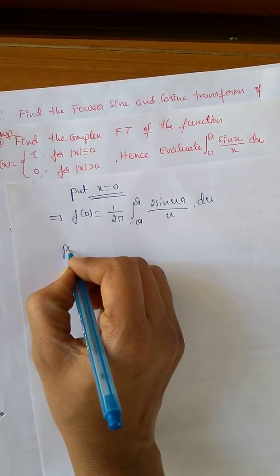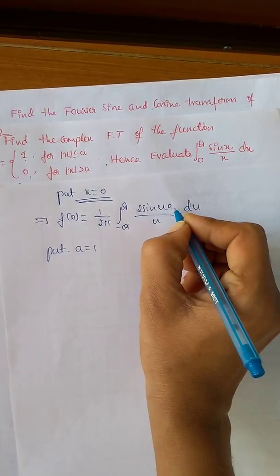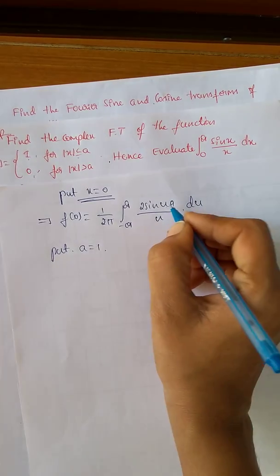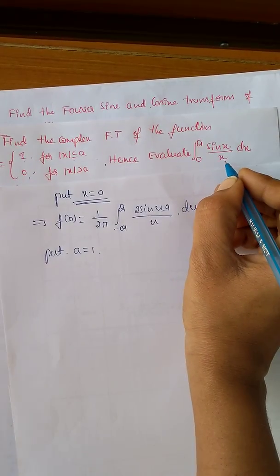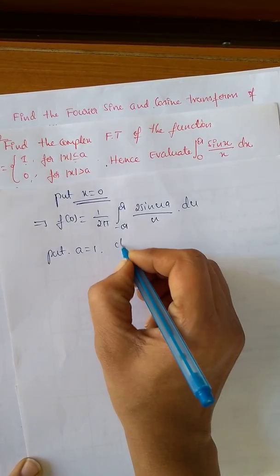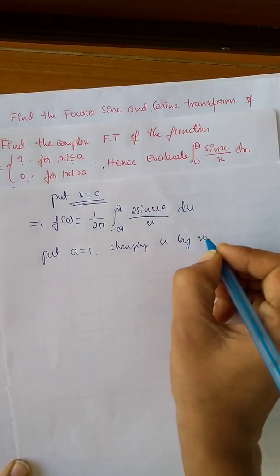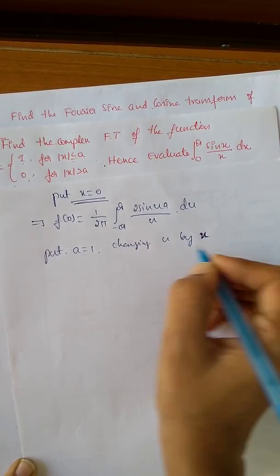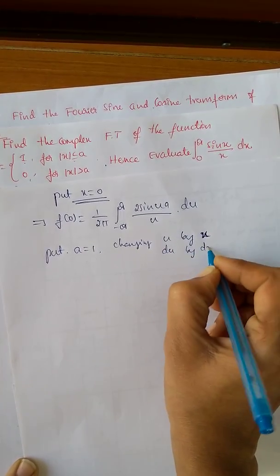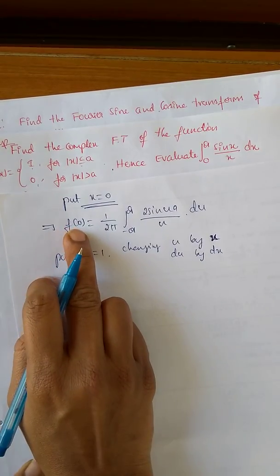Therefore, further we can simplify. I consider the a value as 1, since we don't want this a term, and I am going to replace u by x because the final answer should be in terms of x, but we got u. Therefore I am changing u to x. So if we change u by x, du also we can change to dx. Next, this implies the LHS is f of x.